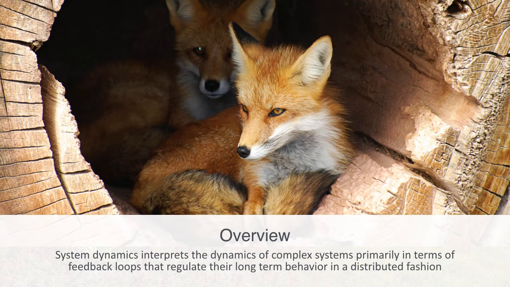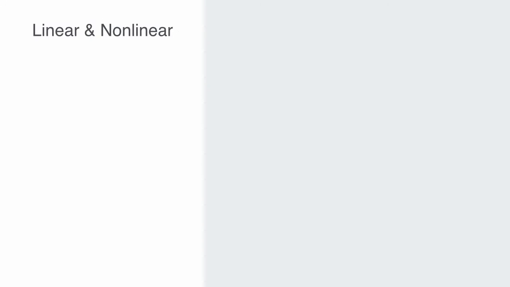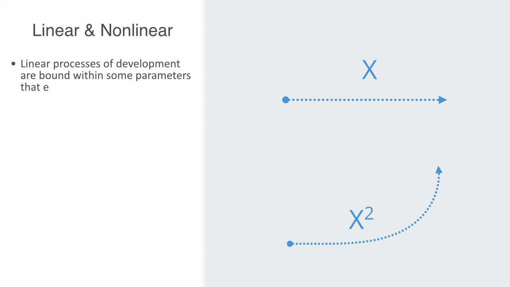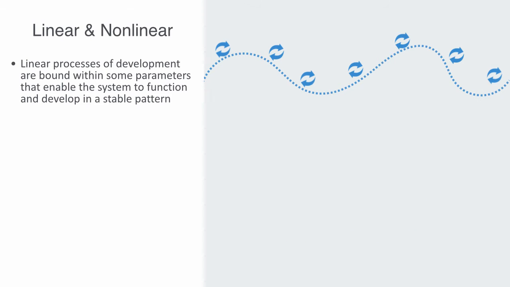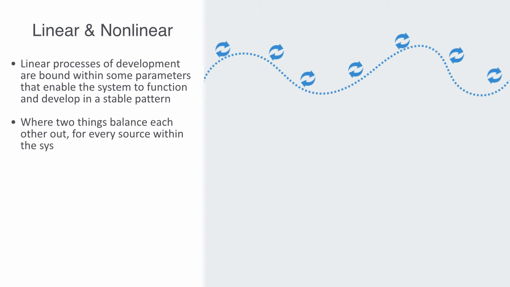Linear and nonlinear. Linear processes of development are bound within some set of parameters that enable the system to function and to develop in a semi-stable pattern. Linear processes of development are driven by negative feedback loops, where two things balance each other out, where for every source of energy or resource within the system, there is a sink. For every anabolic process, there is a catabolic process within that overall system. These negative feedback loops form closed cycles, giving us an oscillatory pattern of development.